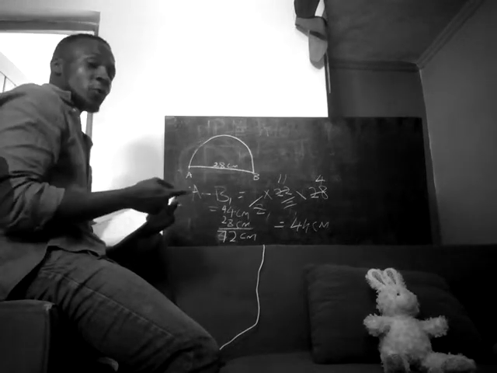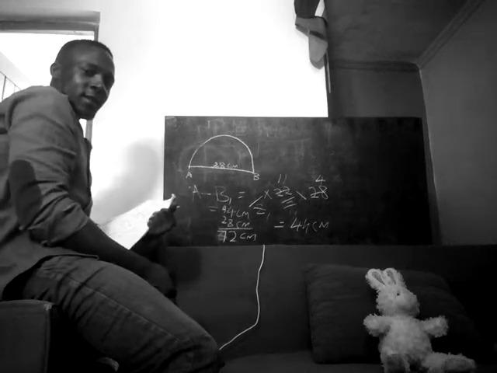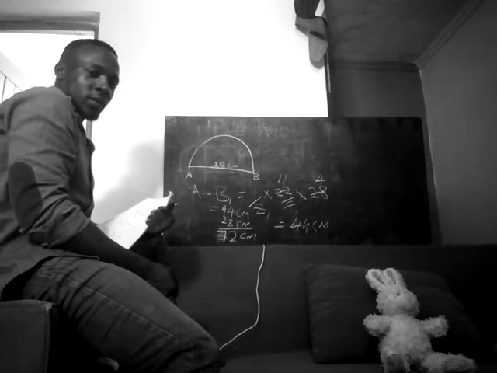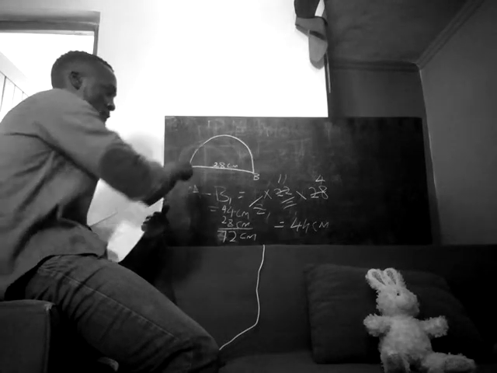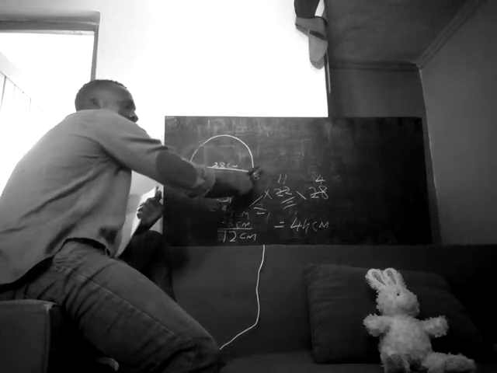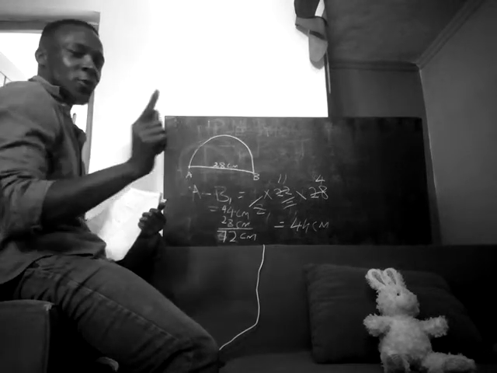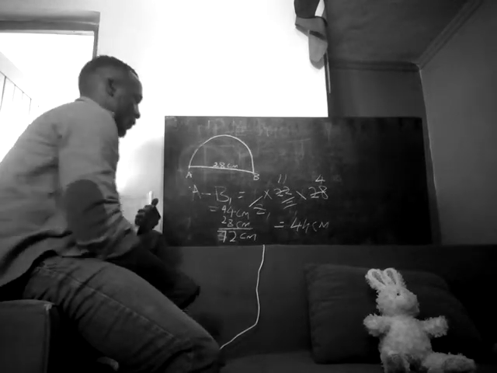So if the question was, what is the perimeter of this half of a circle or a semicircle? We first move from point A up to B, then from point B back to point A. I hope you understood it. So our answer remains 72 centimeters.